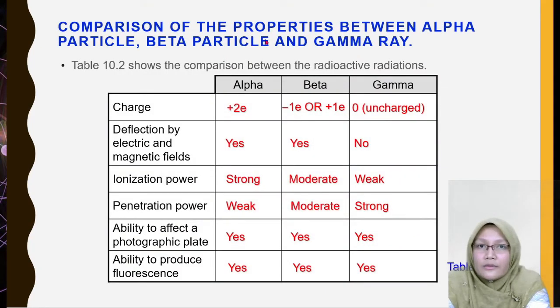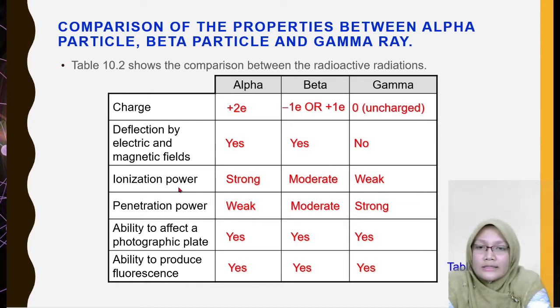Okay, comparison of the properties between alpha particle, beta particle and gamma ray. Charge, yang ni positif, yang ni ada positif and negatif, gamma uncharged. Alpha dia akan deflect by electric and magnetic field, sama juga dengan beta deflect, tapi gamma tak deflect. Okay, sebab apa tak deflect?